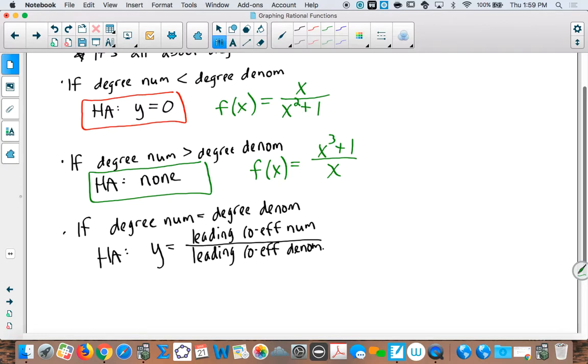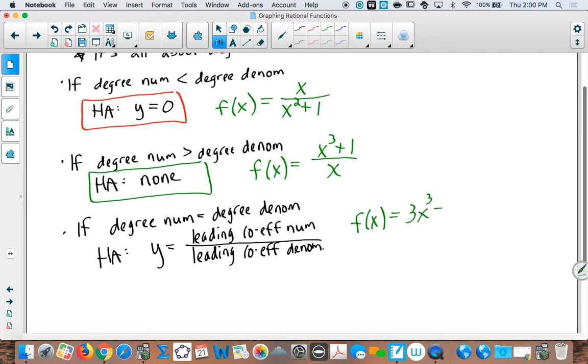And then the last one here, if the degree of the numerator equals the degree of the denominator, your horizontal asymptote will be y equals, and it's going to be a number, okay? And you're going to use the leading coefficient from the numerator over the leading coefficient of the denominator. What does that mean? It means the number that's attached to the highest power. That's your leading coefficient.